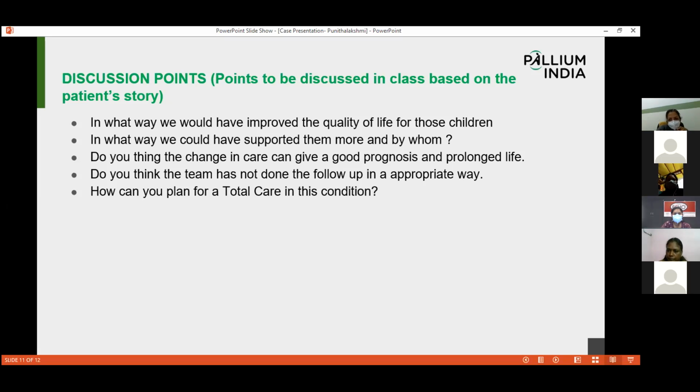I asked other participants also what they feel for this patient. Madam has already told us what they did, so what extra can we do? The others must have some more ideas like that, so let the participants also join.